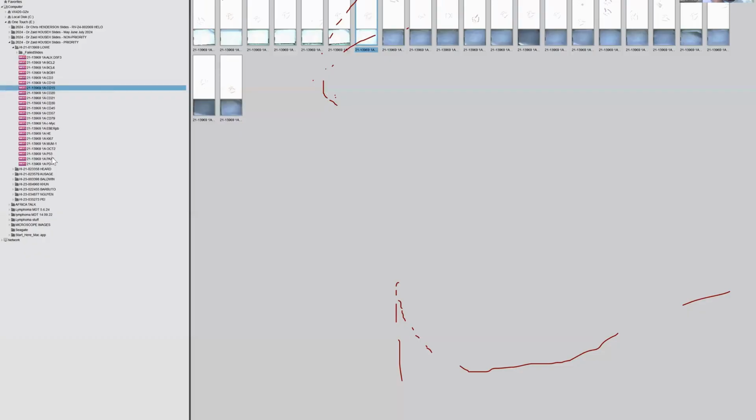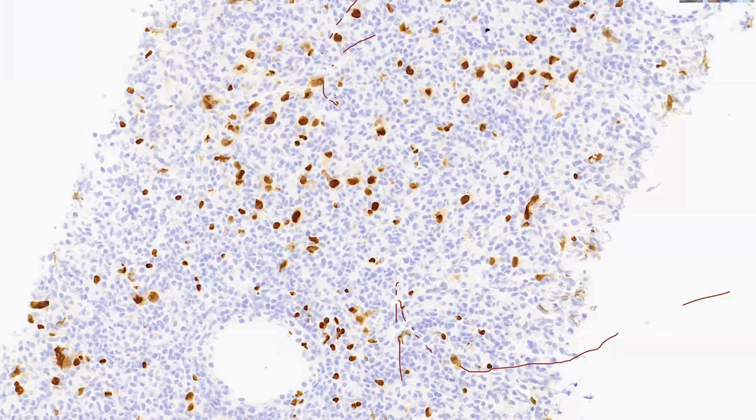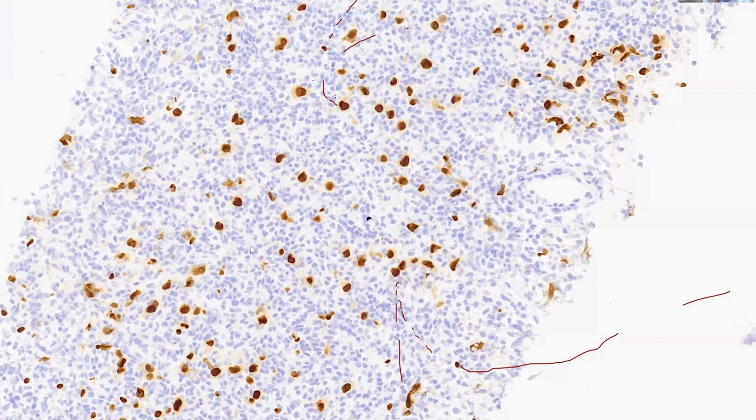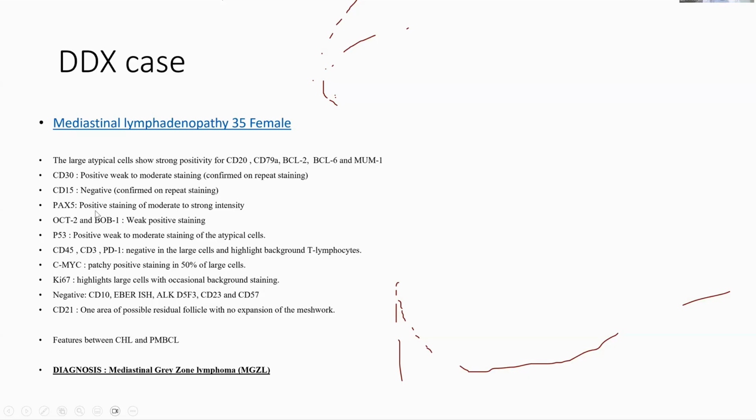If we look at PAX5, these are difficult cases that will need a full panel. You see a strong expression with some variable expression in some of the background cells. So we ended up having a full panel with features between classic Hodgkin lymphoma and primary mediastinal B-cell lymphoma. CD45 also was negative in these larger cells. So we ended up calling it a mediastinal gray zone lymphoma.